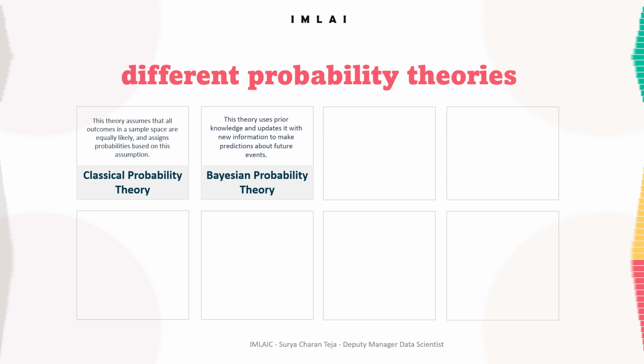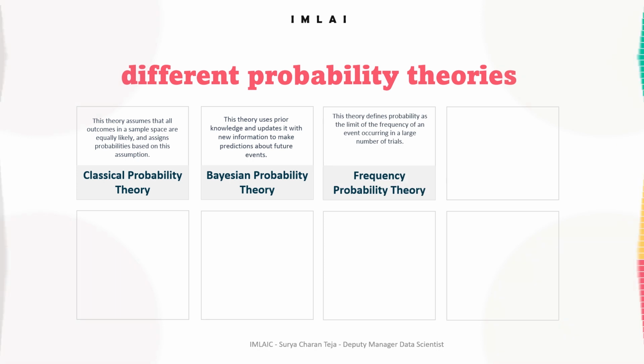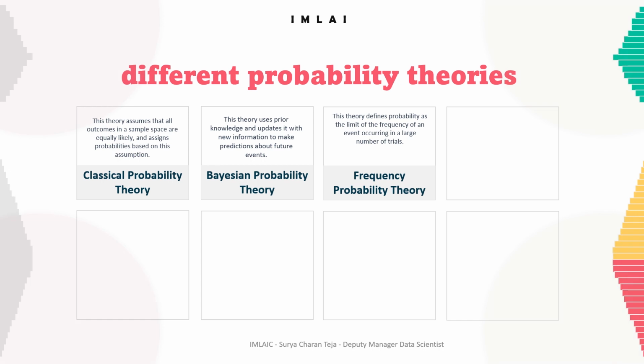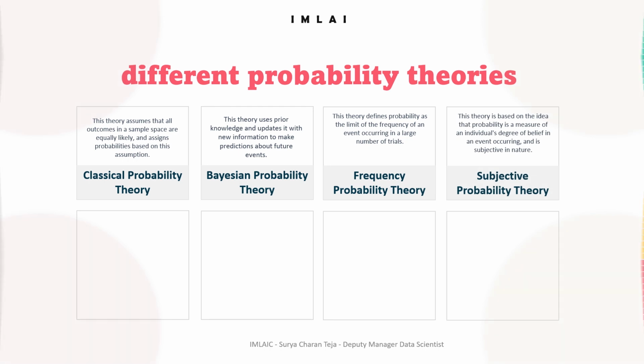Then we have frequency probability theory. This theory defines probability as the limit of the frequency of an event occurring in a large number of trials. So, estimating the probability of a baseball player hitting a home run based on their historical performance or a large number of at-bats. That's the best example for the frequency probability theory. Then we have subjective probability theory.